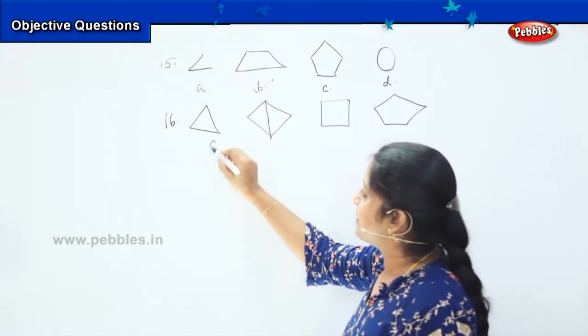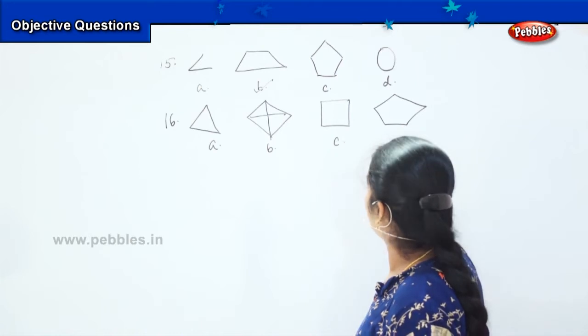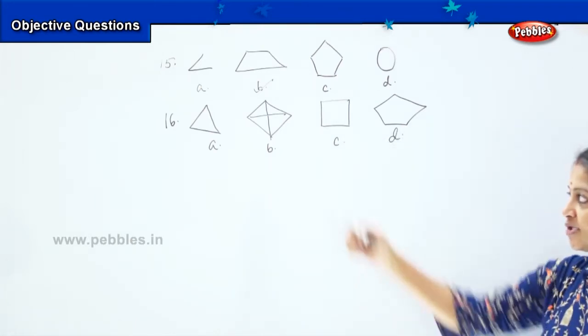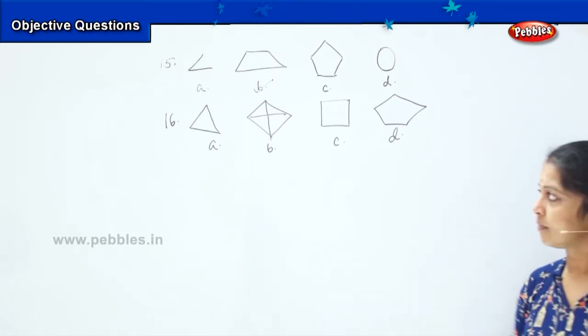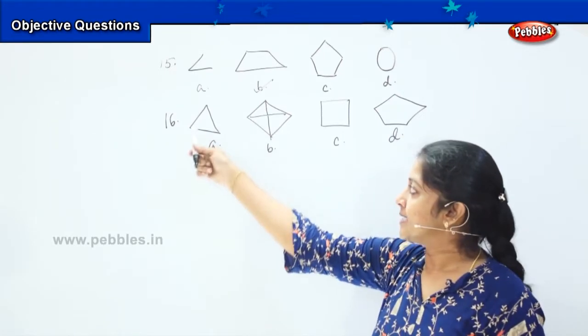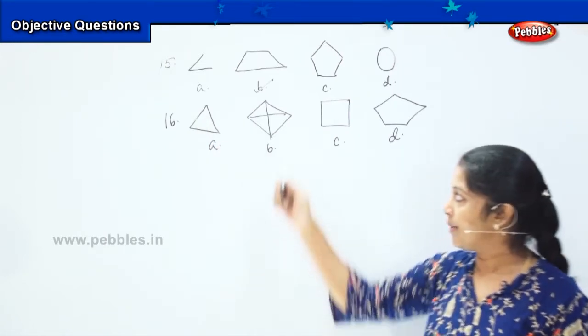Now, in question number 16, you have to identify which among these is a square. Is it option A, B, C or D? What is the shape? Correct. It is a triangle because it has got 1, 2 and 3 sides. What about option B?